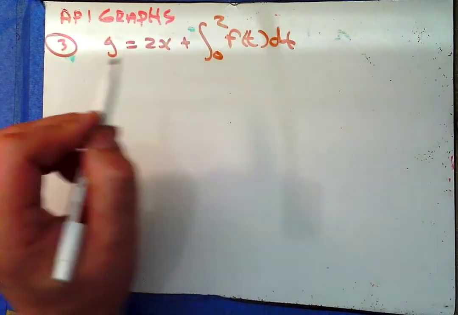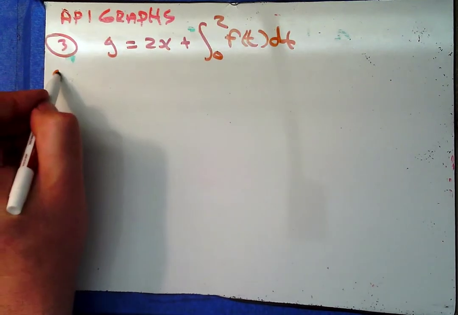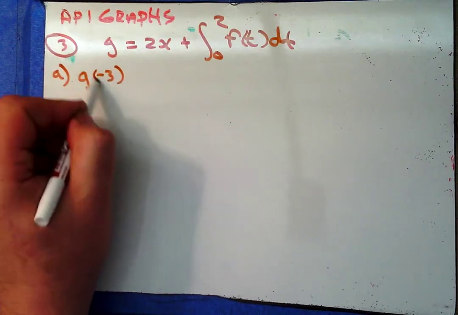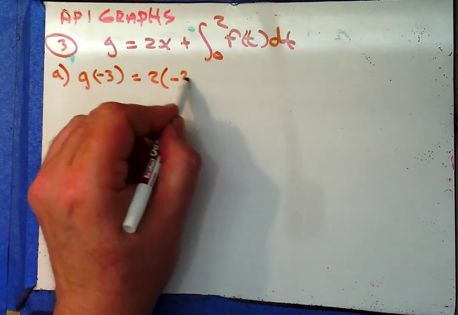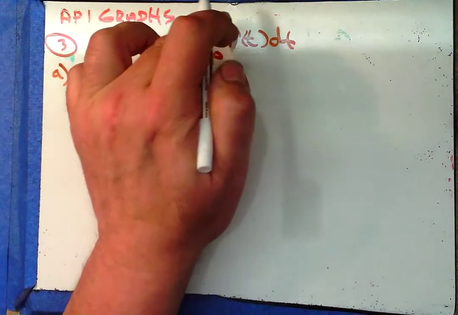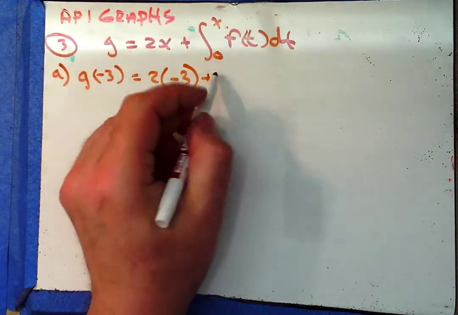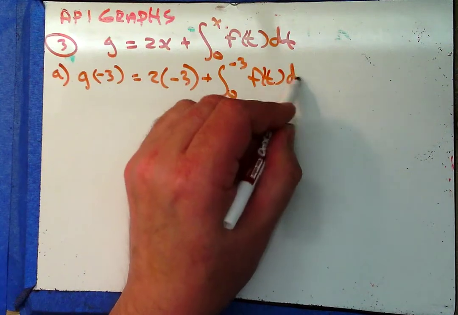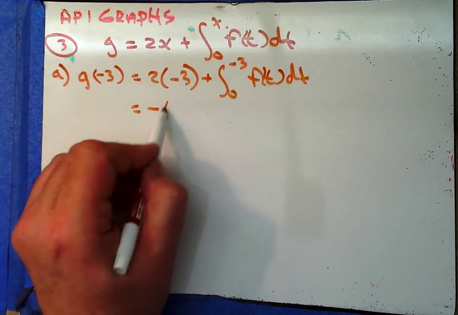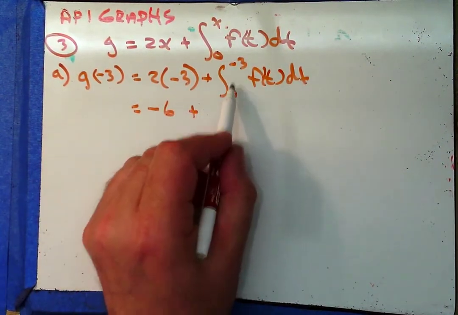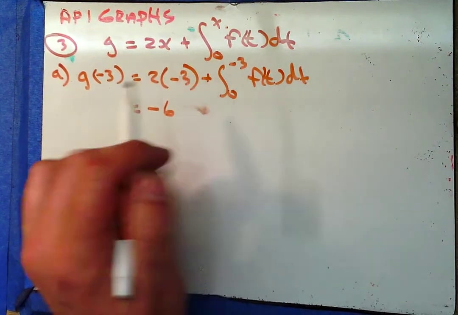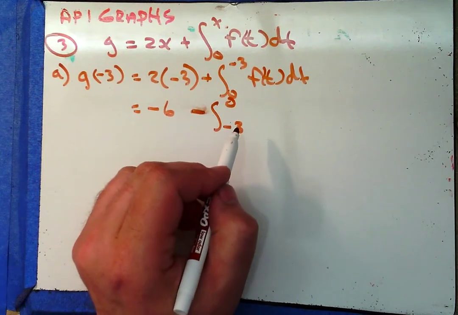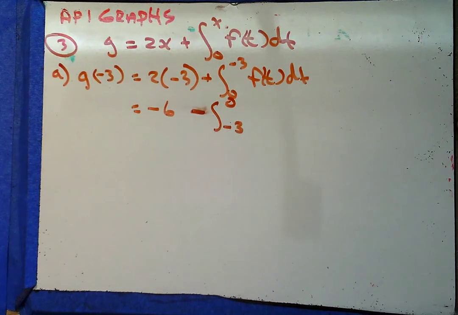G of x is defined this time as 2x plus the integral from 0 to 2 of f of t dt. And they ask us again to find in part A g of negative 3, which is going to be 2 times negative 3 plus the integral from 0 to negative 3 of f of t dt. So that's going to be negative 6. Well, I don't want to go 0 to negative 3, so I'm going to pull out a negative and go negative 3 to 0.